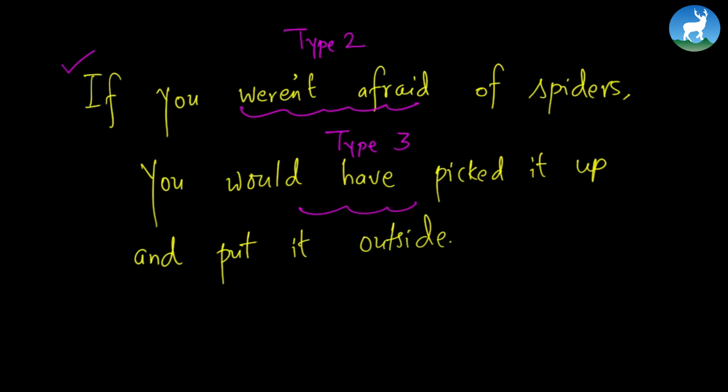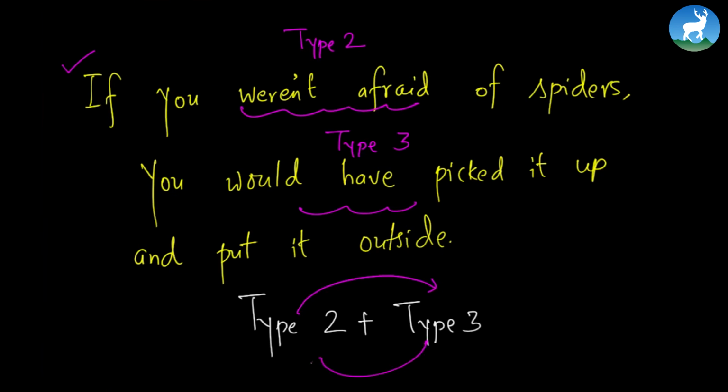Simply, something is going on in present time, but it is highly unreal. It is a mixture, once again, of type 2 and type 3. The if clause may contain type 2 followed by type 3, or the if clause may contain type 3 followed by type 2. There's no hard and fast rule here. Type 2 plus type 3 is called the mixed type.